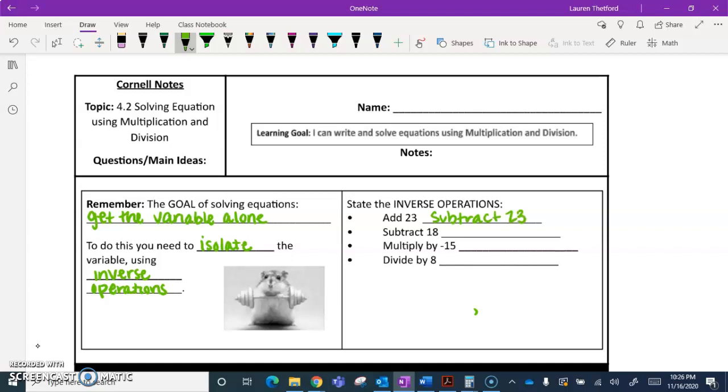The opposite of subtracting 18 would be adding 18. The opposite of multiplying by negative 15 would be to divide by negative 15. The opposite of divide by 8 is to multiply by 8.